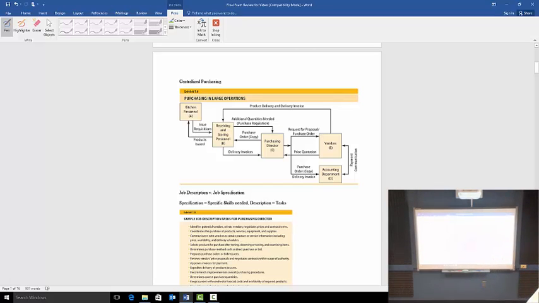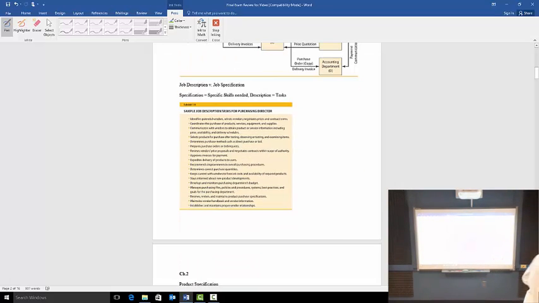From there, we talked about a job description versus a job specification, which is getting at the skills and the tasks needed to be a purchaser. Remember, it's very easy to get these two concepts mixed up, and the exam will try to trick you. A specification is specific skills. Think of your 3 S's. So a specific skill needed would be communication skills or organizational skills.